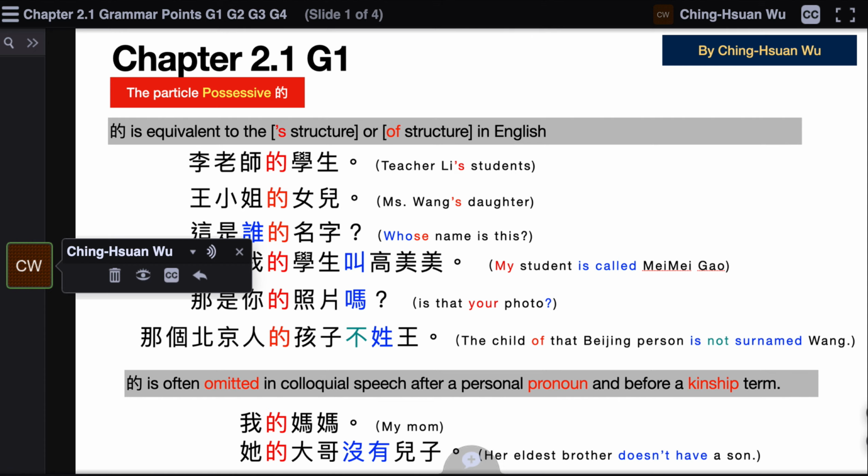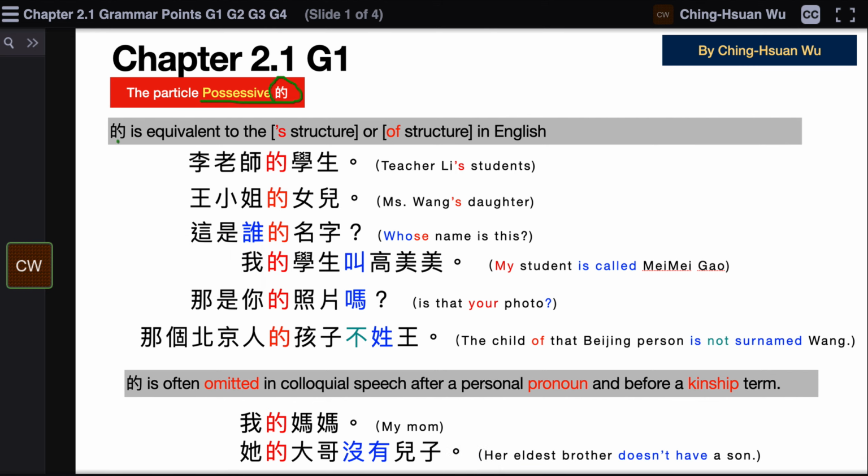The particle 的 possessive. 的 is equivalent to the apostrophe s structure or the "of" structure in English. Example number 1. 李老师的学生, Teacher Li's students. 王小姐的女儿, Miss Wang's daughter.